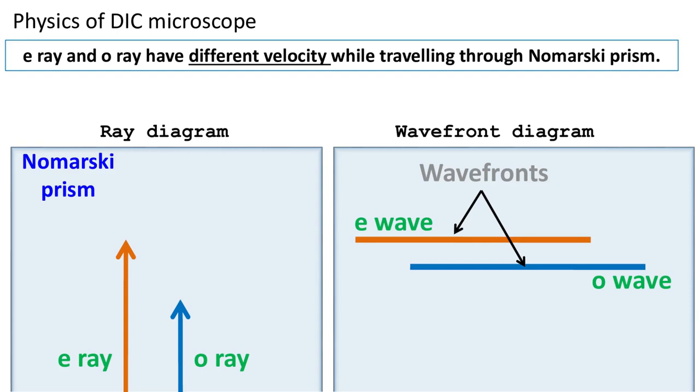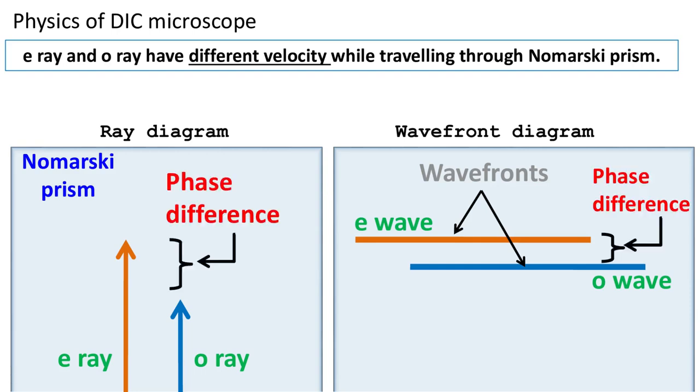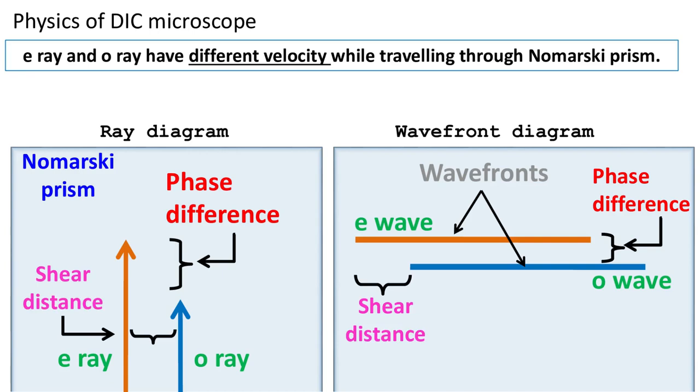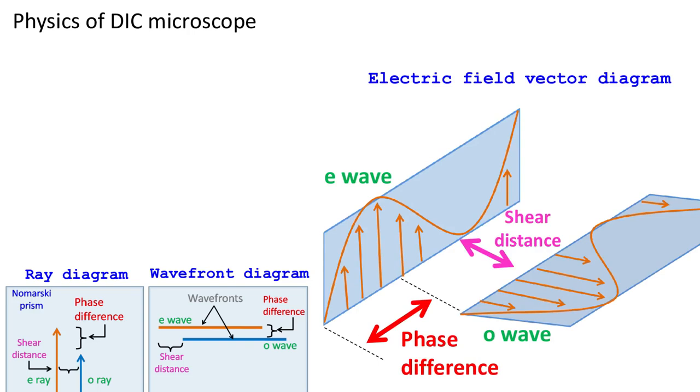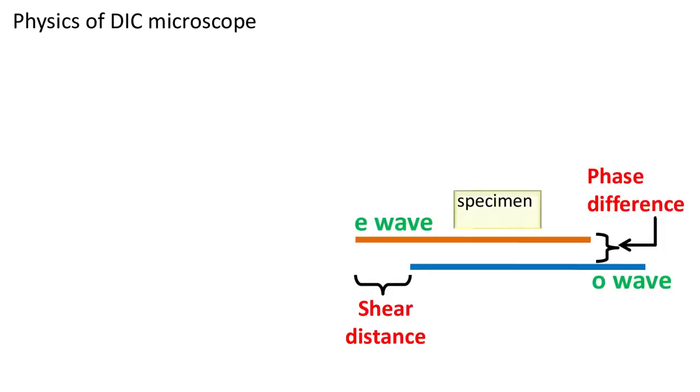As a result of different velocity, there is a phase difference between the E ray and the O ray. Just like we saw in the ray diagram, both these wavefronts are separated by shear distance. Now things get interesting when both these wavefronts hit the specimen.